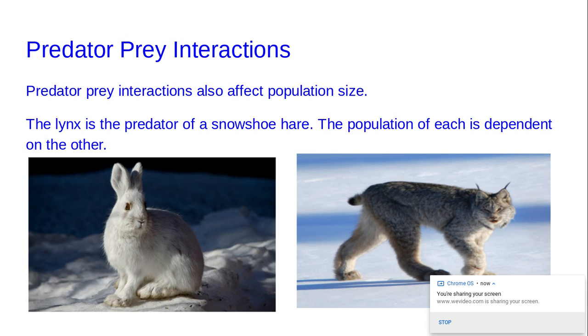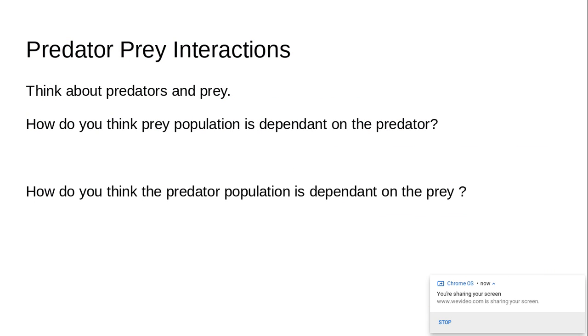So we have a predator and a prey on this first slide. This obviously is the predator. That's called a lynx. And this is the prey. That's called a snowshoe hare. I'll just say hare to make it shorter. And the really important sentence here is that the population of each is dependent on the other. So they're very connected.